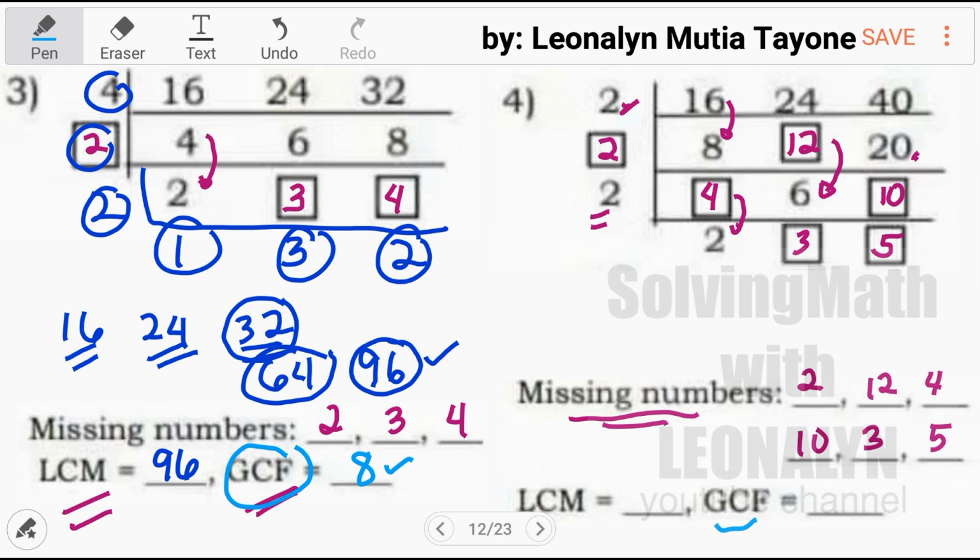Para sa greatest common factor, ito lang ang i-multiply natin. 2 times 2 times 2 and this is 8. So 8 ang sagot dyan.